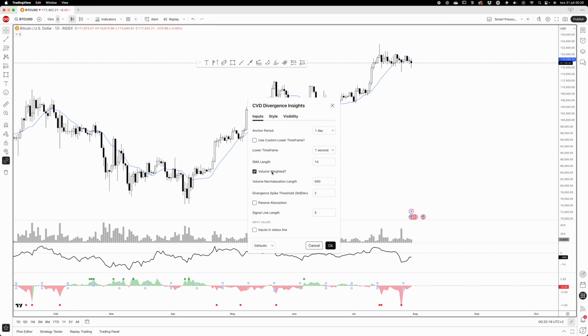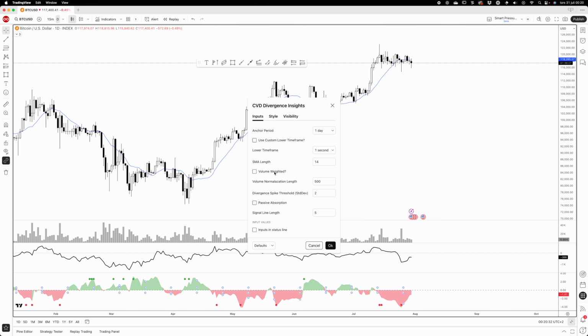Then you optionally can make it volume weighted. By default, this is turned on. I personally like it to be on because it shows me more prominent events. And if I turn it off, you can see that all of these get quite large, and I think it makes it harder to spot convergences. But if you're trading intraday and in liquid markets, it might be a good idea to turn it off or play with this setting.